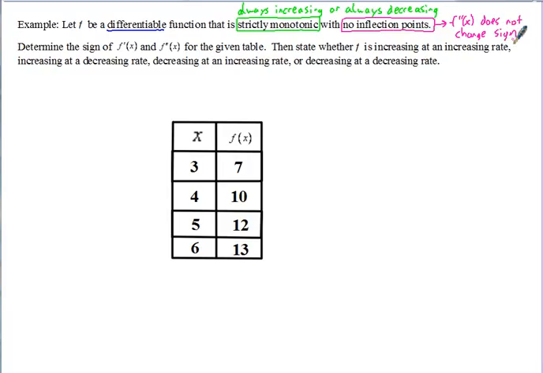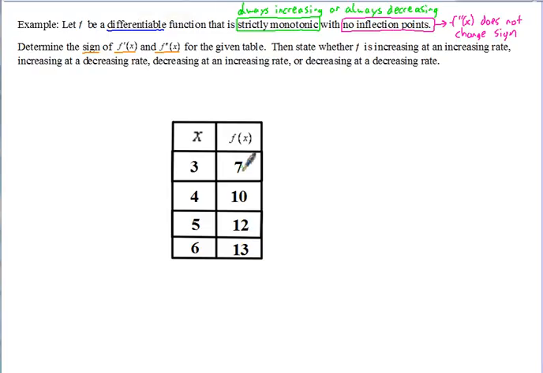It says determine the sign, in other words, whether it's positive or negative, of f prime of x and f double prime of x for the given table. Then state whether f is increasing at an increasing rate, increasing at a decreasing rate, decreasing at an increasing rate, or decreasing at a decreasing rate. So we just have a few points on the graph, basically. Here's the x-coordinate, here's the y-coordinate. So the best we can do to figure out what's happening with the rate or the slope is to look at these points. So let's first see if this function is increasing or decreasing.